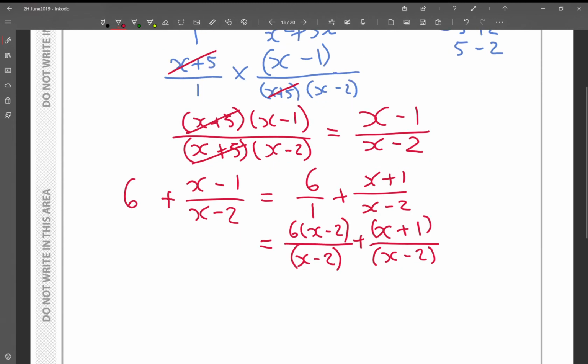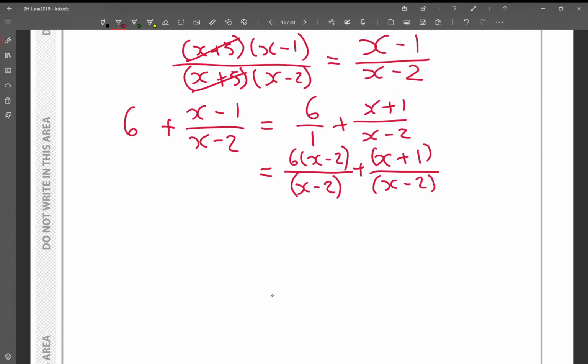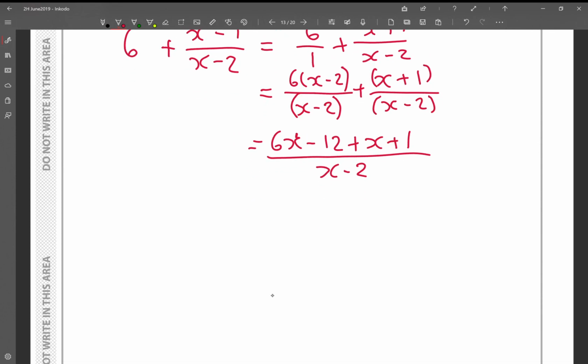Now they're the same. You've got 6x, so I'm just multiplying it out as well at the same time. And then you're adding that to x and then adding it to 1, just adding the top, and then the bottom stays the same. Scroll down and we can simplify that top section. So 6x plus x gives us 7x minus 12 plus 1.